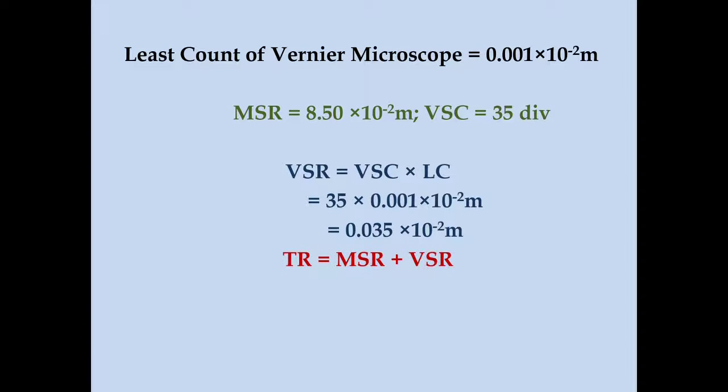Then the total reading can be calculated as main scale reading plus Vernier scale reading. Our main scale reading here is 8.50 centimeters plus Vernier scale reading of 0.035 centimeter. So the total reading is 8.535 into 10 power minus 2 meters or centimeter. This is how we have to find the total reading.